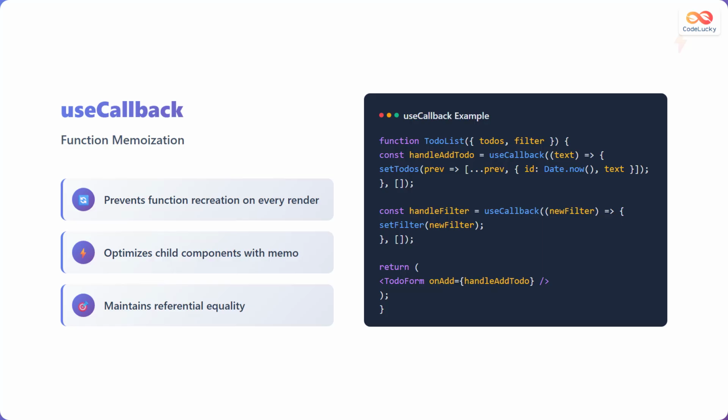This optimization is particularly important when passing event handlers to optimized child components or when functions are used as dependencies in other hooks. The hook accepts a callback function and a dependency array, similar to useEffect. Only recreate the function when the dependencies actually change, ensuring your performance optimizations work as expected.